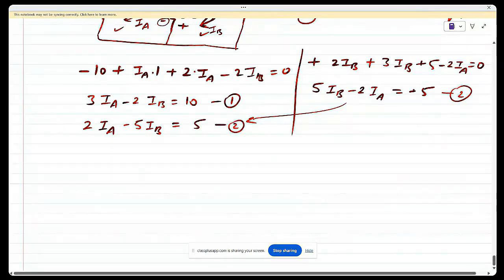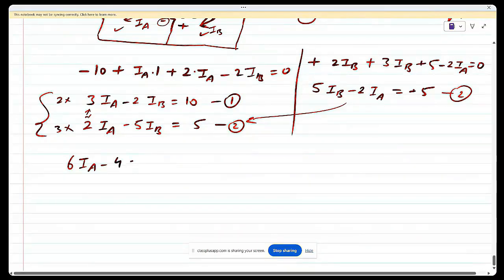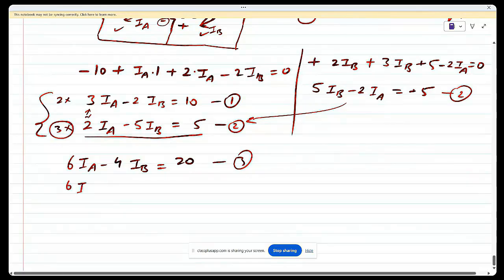Now what can you do with these 2 equations? You can make the multiplier of these 2 the same. So you can multiply this equation by 3 and this equation by 2. The first will be 6 IA minus 2 into 2, 4 IB is equal to 2 into 10, 20. This is equation number 3. Multiply this complete equation by 3 to make the coefficient the same: 3 into 2, 6 IA minus 5 times 3, 15 IB is equal to 5 times 3, 15. This is equation number 4.